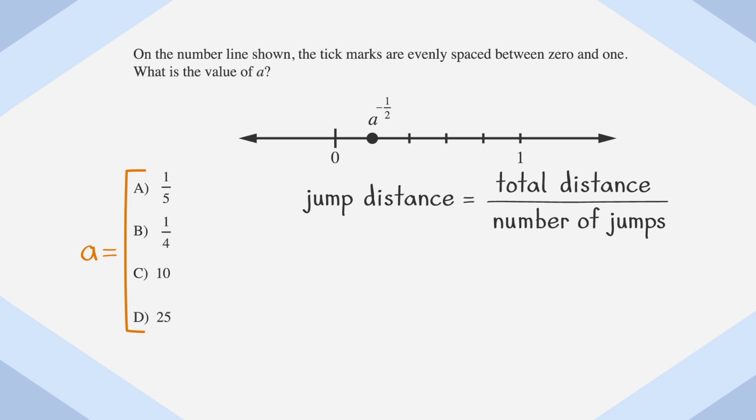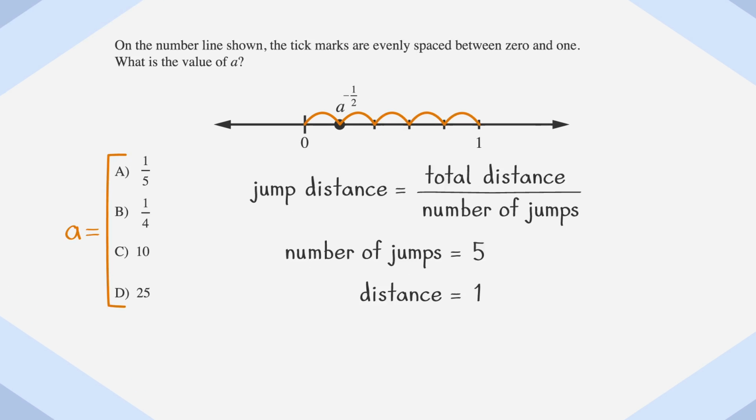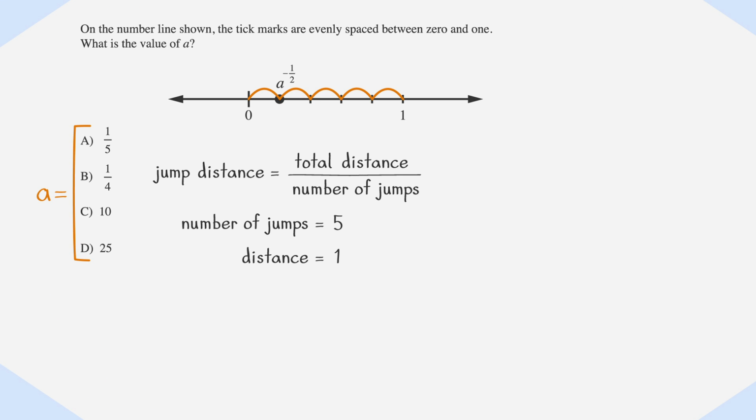So let's count the number of jumps between 0 and 1. Starting at 0 and ending at 1, we have 5 spaces. We also know that the total distance between 0 and 1 is 1. Plugging into our formula, we're going to divide the total distance, 1, by the number of jumps, 5. So, each tick mark represents 1/5. This lets us know that a to the -1/2 is equal to 1/5.